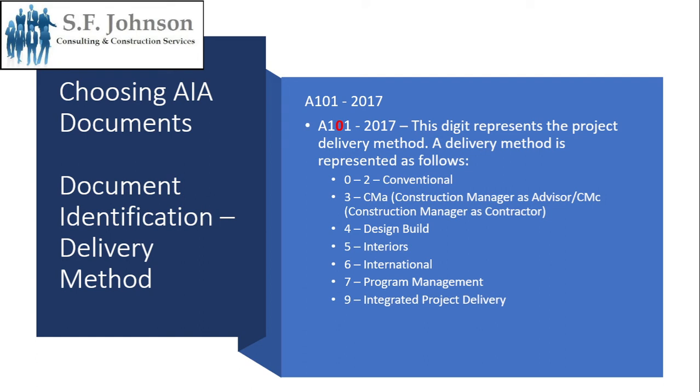The third digit represents the project delivery method. In our Estimating 101 class and video, you went over that, so you should know exactly what project delivery method means. Basically we have up to 8 to 10 different delivery methods. If that digit is 0 through 2, it's conventional. If there's a 3, it's CMa, construction manager as advisor, or CMc, construction manager as contractor. If the digit is a 4, it's design-build. If the digit is a 5, interiors. If the digit is a 6, it references projects in other countries, international. A 7 is project management. A 9 is integrated project delivery. So the third digit represents the type of delivery method for the project.